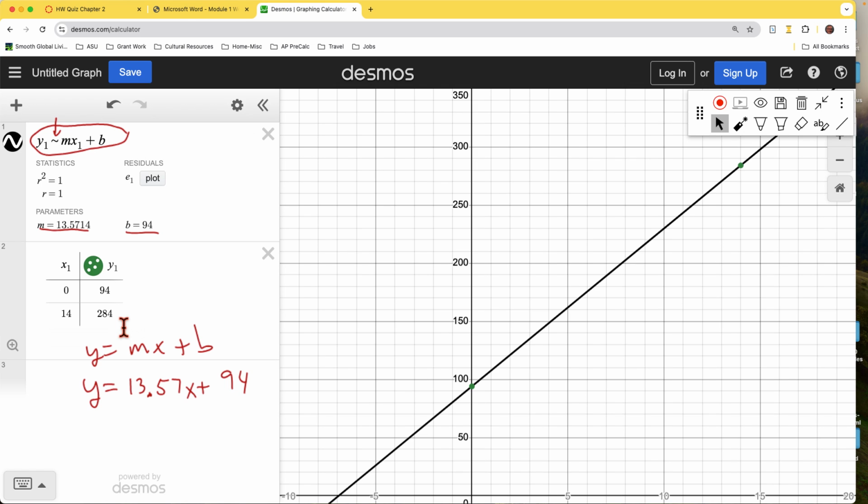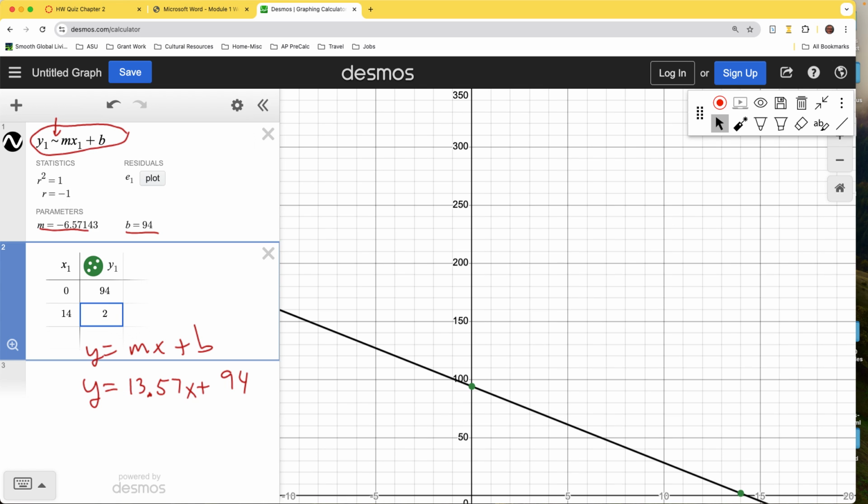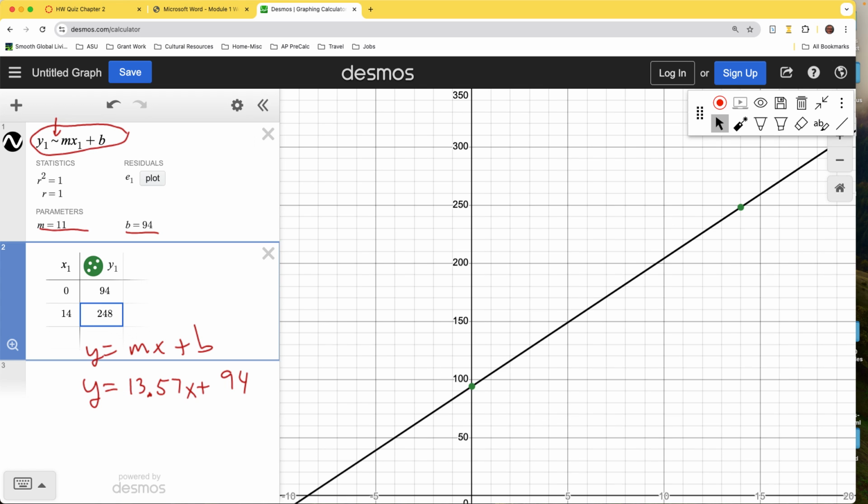So there's another thing. Has any of you done any computer programming? My dad used to do that. He always taught me garbage in, garbage out. I put garbage in, I got garbage out. I didn't get the right answer. Why? Because I put the wrong point in here. It's 248, not 284.